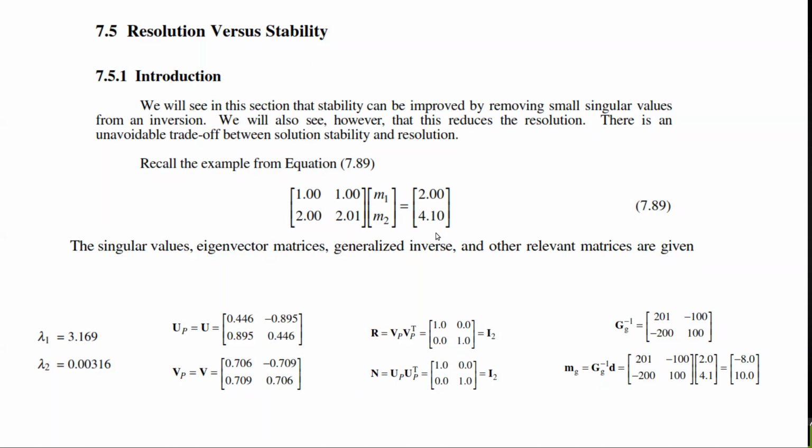It's the same problem. The point here is that in the case where we consider the whole system, with these two singular values, our model resolution matrix, sorry, and our data resolution matrix were both the identity. So we can resolve both the model parameters and the data exactly. But then we saw that this system is really unstable and very sensitive to noise.